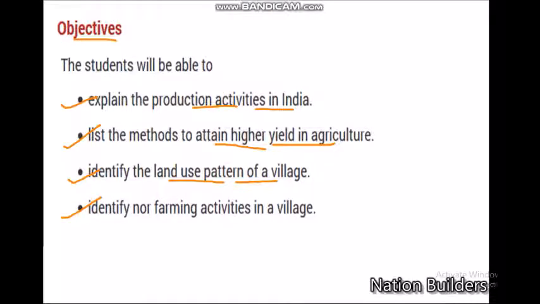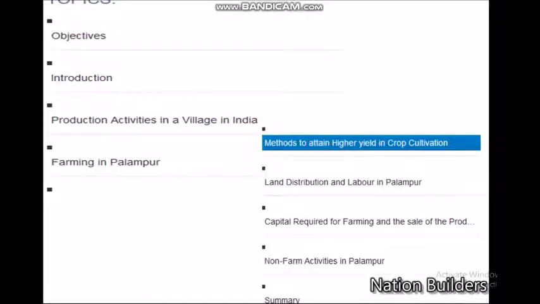Identify non-farming activities in villages. In villages, it is not just farming. Along with farming, other activities are also done. You will come to know all these things after studying this chapter. These are the main points you will study in this chapter. Introduction initially, then production activities in villages in India, farming in Palampur, land distribution, methods to attain higher yield, capital required for farming and the sale of production, non-farming activities, and in the last, summary. These are the points we will discuss in this chapter.